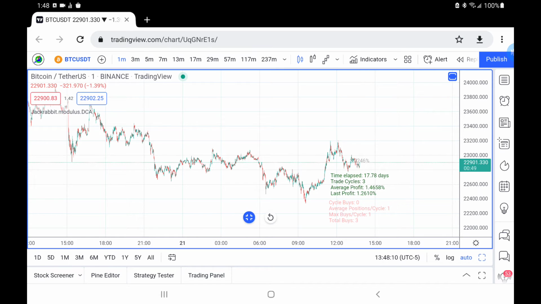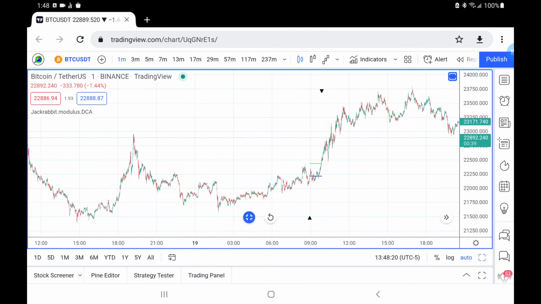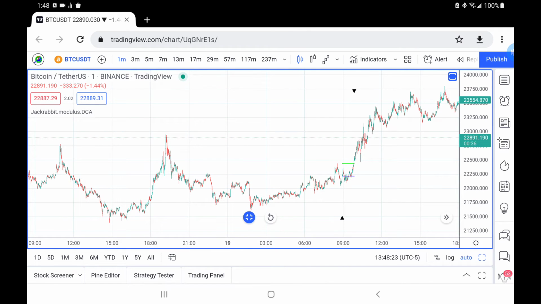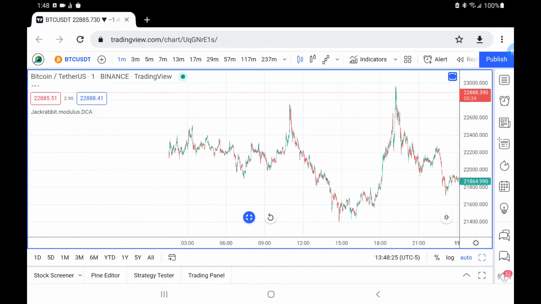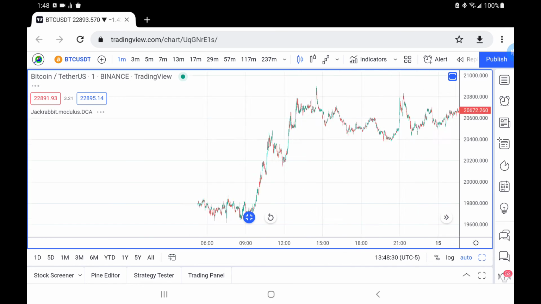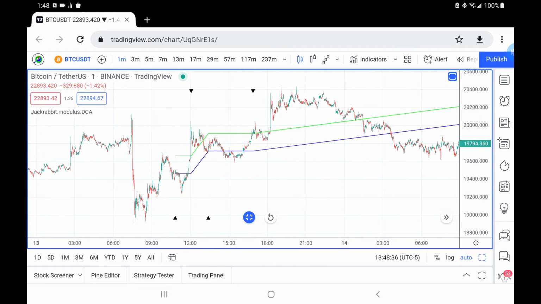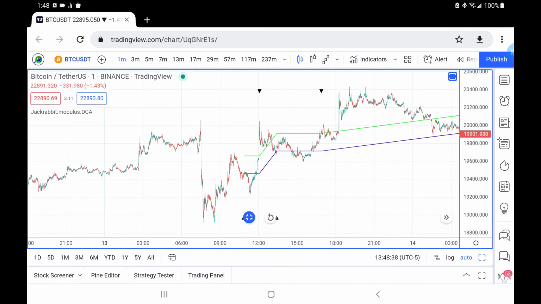So let's take a look at some of the trades that this made. Okay, we've already seen this trade. Quick, short, and simple. Okay, and here are the other 2 trades. Also quick, short, and simple. So let's actually see what this looks like with other coins.